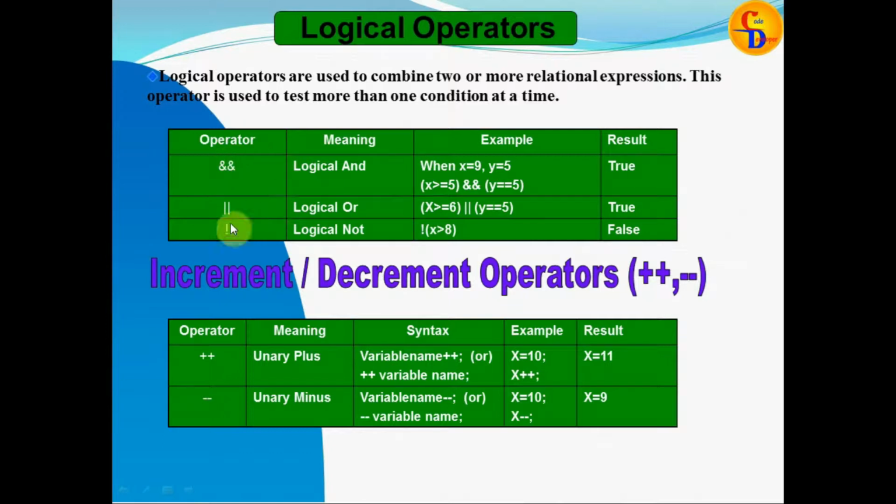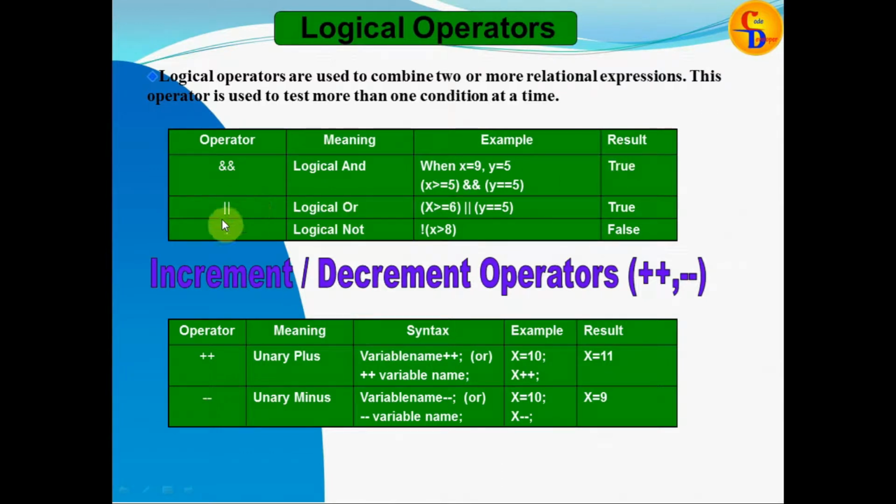With AND, we check more than one relational operation. So x greater than or equal to 5. x value 9, 9 greater than or equal to 5, so the condition is true. And y value 5 double equal to 5, so the condition is true. When both conditions are true, the result is true. If any one condition fails, it returns false. In this example, both conditions are true, so the result value is true.